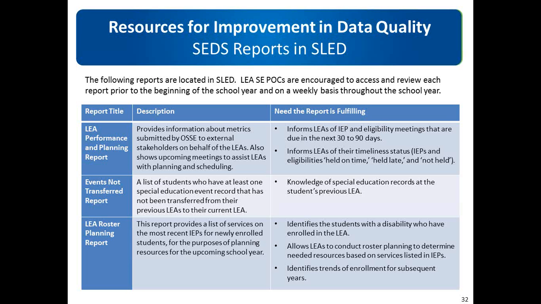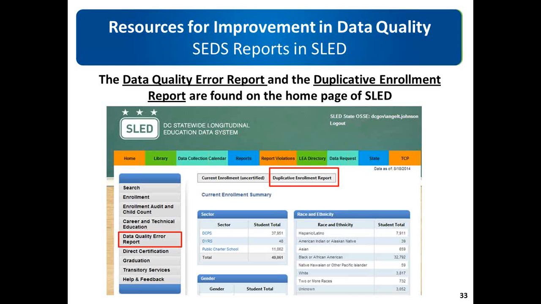Additionally, there is a data quality error report and the duplicative enrollment report. We have been getting a lot of tickets regarding duplicative enrollment and some of the issues related to it. So you can also access the report in SLED that will speak to any data quality errors as well as duplicative enrollment issues on the home page of SLED. So once you have printed out any of the previously discussed reports, if you want to go back and print out the duplicative enrollment report, you would go back to the home page, and then again on the left-hand side, you'll see data quality error reports.